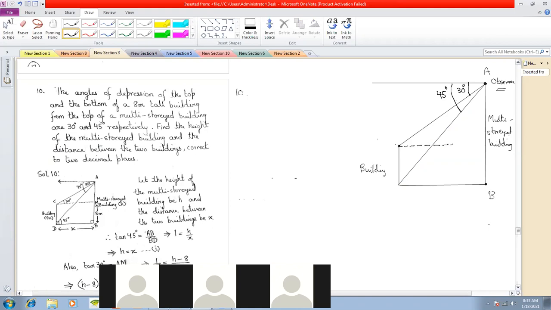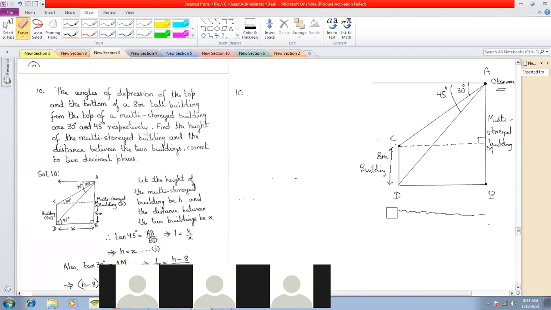And we drop a perpendicular from here, and let us call this point M, this point D, and this point C, so that CD becomes our building. And what is given? The height of this building is given to be 8 meters. Okay, and you will have to find the height of the multi-storied building, that is AB, and the distance between the buildings. Distance between the buildings means this length, DB, you will have to find.